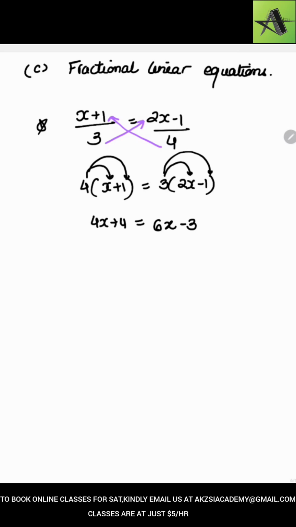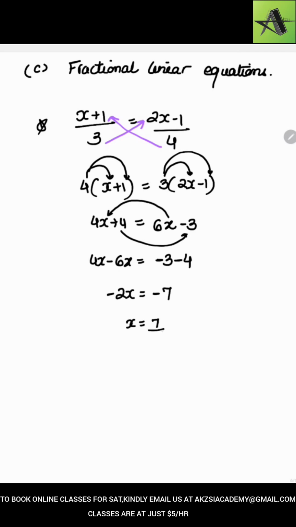Next is transposing, because we have to separate out the x on one side and numbers on another side. So 6x will go there and 4 will go there. So we are just separating it out. So 4x minus 6x equals minus 3 minus 4. This is minus 2x and this is minus 7. And finally dividing both the sides by negative 2, x equals 7 over 2.